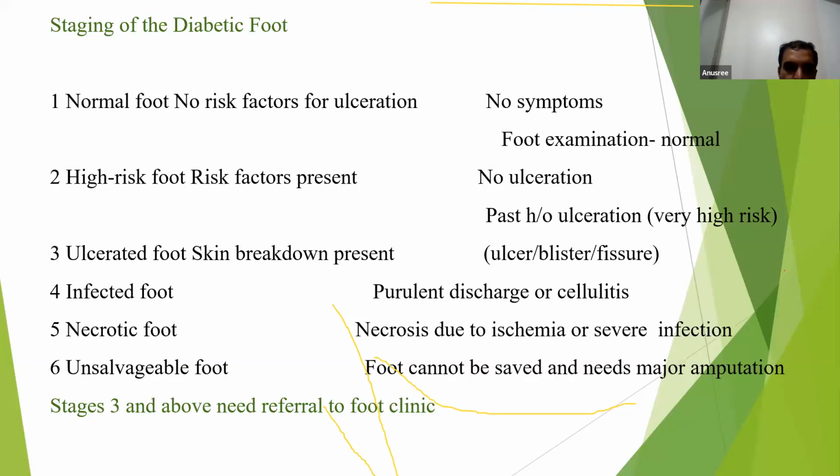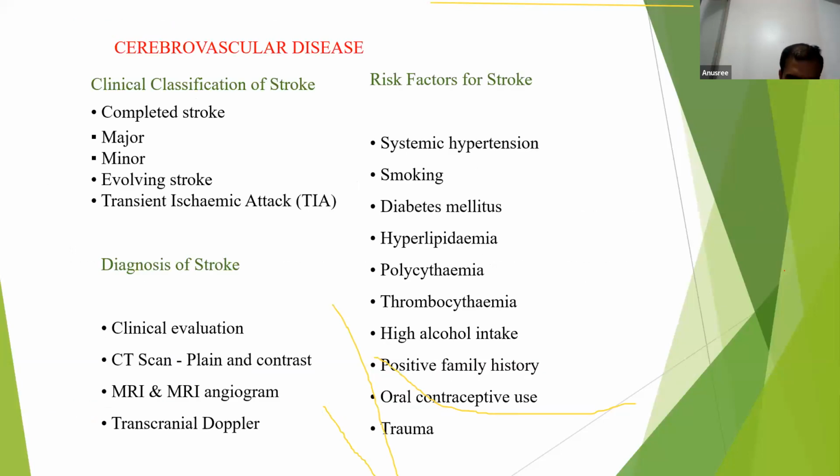And then the infected foot, 4 and 5 necrotic, and 6 unsalvageable foot. Above 5 and 6, definitely it should be sent to a foot clinic. Now we're coming to the cerebrovascular diseases. A diabetic patient may present as any of these. It may be either a classical stroke, complete stroke, major or minor, or TIA.